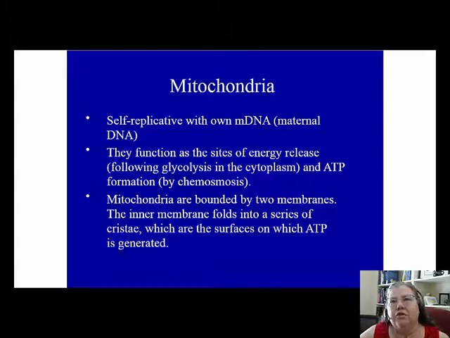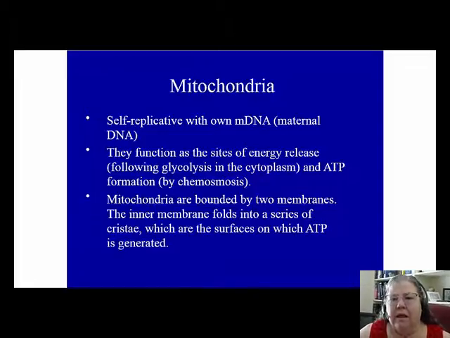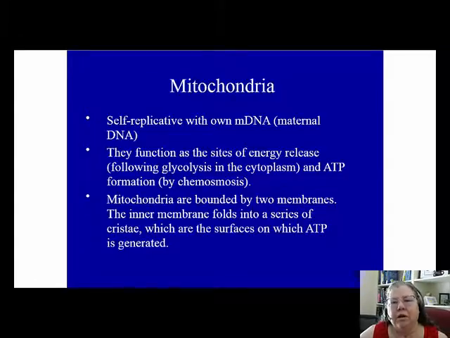Mitochondria do some very important things. They allow ATP formation also by being important in the energy release from glucose that is broken down or used in the cytoplasm through the Krebs cycle. So ATP formation by this process called chemiosmosis is a major function of the mitochondrion.